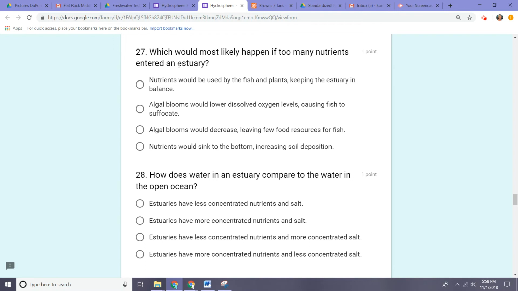Number 27. Which would most likely happen if too many nutrients entered an estuary? Nutrients would be used by the fish and plants, keeping the estuary in balance. Algal blooms would lower dissolved oxygen levels, causing fish to suffocate. Algal blooms would decrease, leaving few food resources for fish. Nutrients would sink to the bottom, increasing soil deposition.